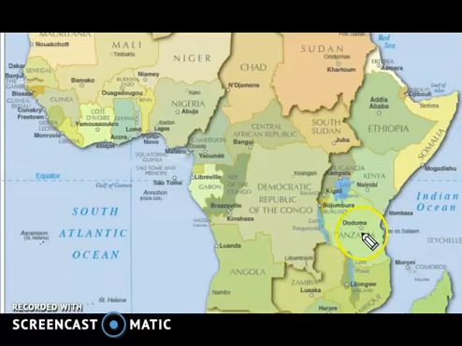The capital of Tanzania is Dodoma. Okay, as I already told you, Dar es Salaam is an important port. Along with that, these two islands are also very important. One is Pemba and another is Zanzibar.